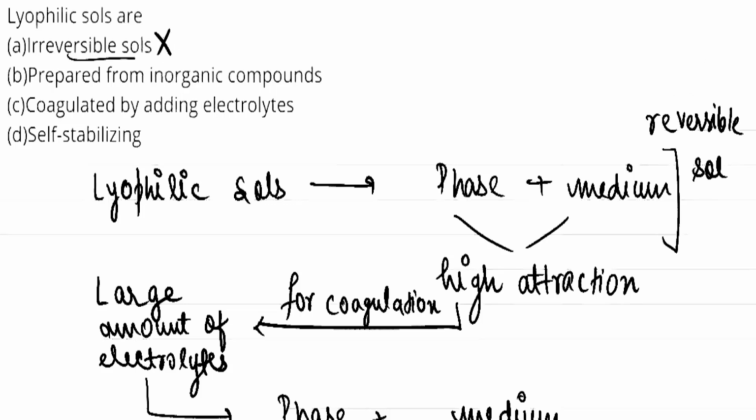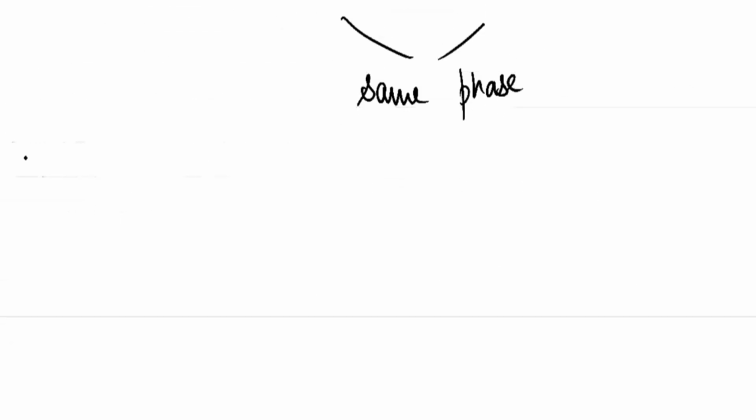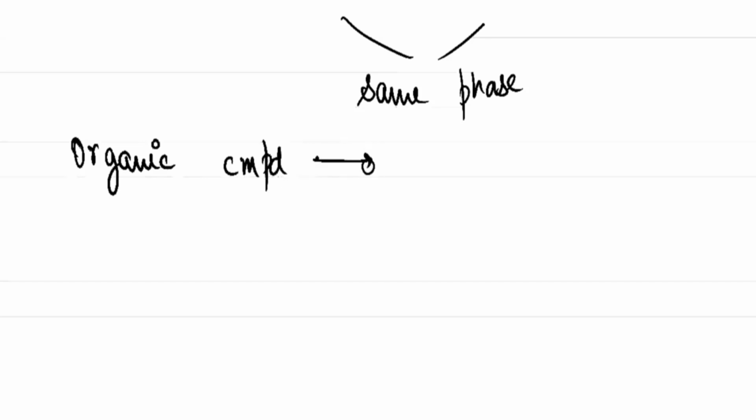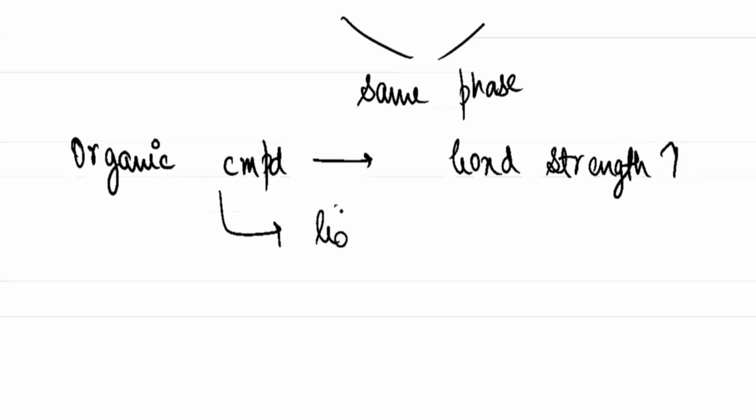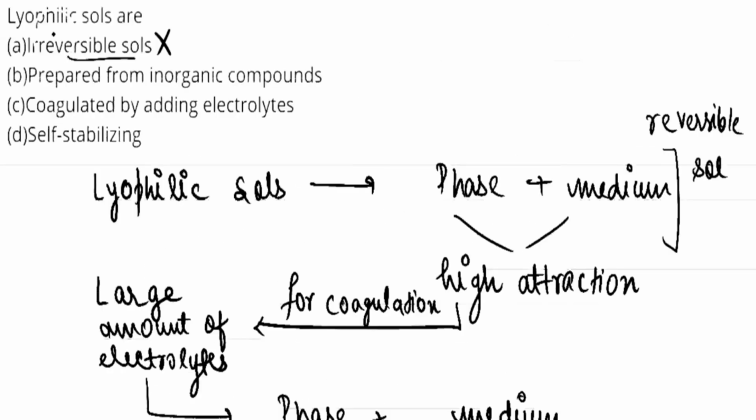The second says they are prepared from inorganic compounds. This is also wrong. We have organic compounds, which are formed when the bond strength is strong, and they are also liquid loving in nature. So with the help of organic compounds we make lyophilic sols, because they are also liquid loving. So saying they are prepared from inorganic compounds is the wrong statement.